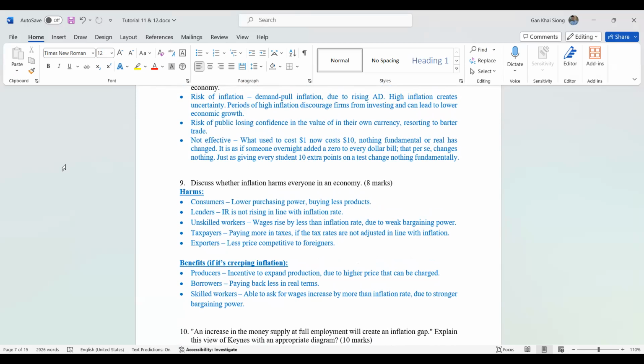On the other hand, borrowers will benefit from it. If, for example, the interest rate is not in line with inflation, what happens is when they pay the lenders back, the money carries less real value. And when there's inflation, usually skilled workers will benefit as well because they are the ones who can ask for higher wages, for instance.